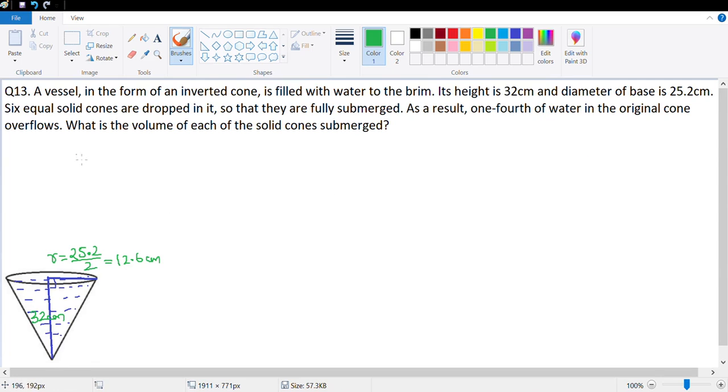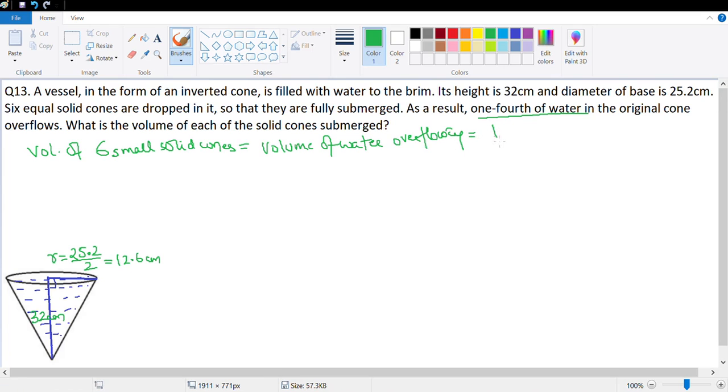6 equal solid cones are dropped in it so that they are fully submerged. As a result, 1/4 of the water in the original cone overflows. What's the volume of each of the solid cones submerged? Okay, so volume of 6 small solid cones is equal to volume of water overflowing, because the volume of water overflows because new volume has been added. So volume of water overflowing, which is equal to 1/4 the volume of bigger cone.